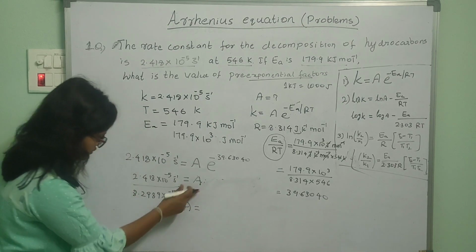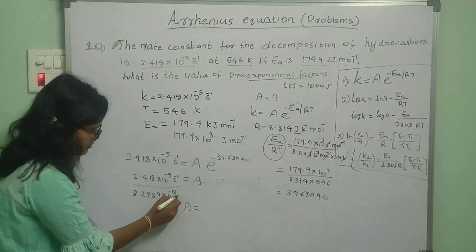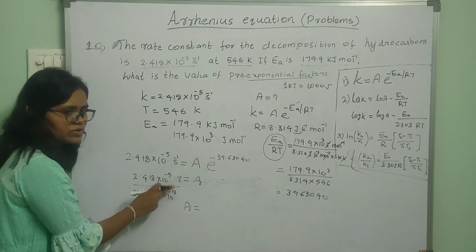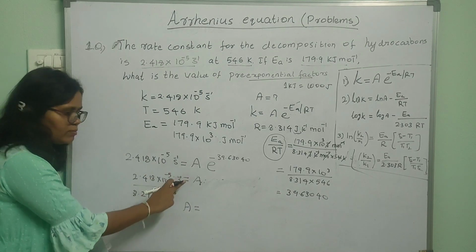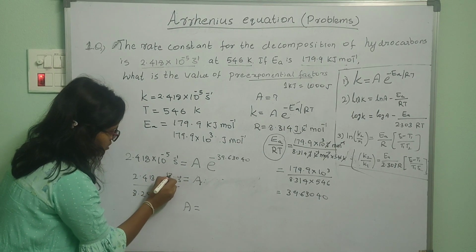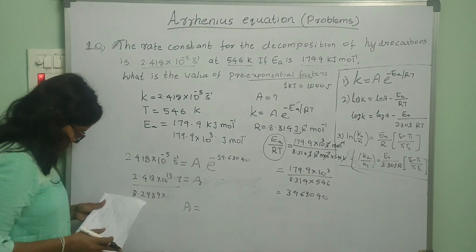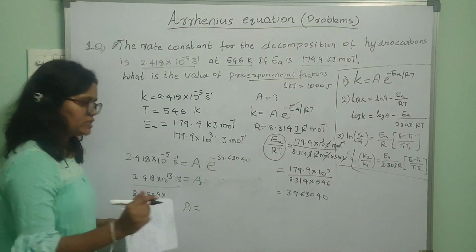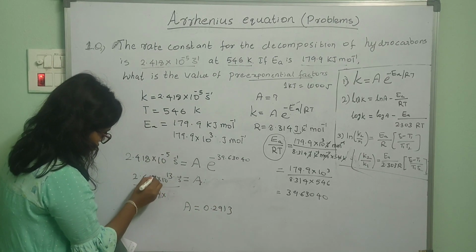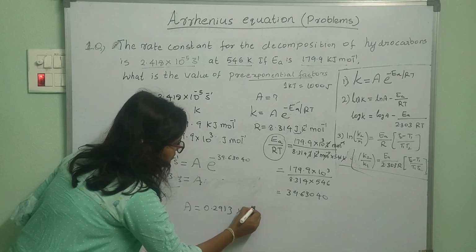So after solving this, you can see here that 10 power minus 5 and 10 power minus 18 you have. This is second inverse. So when this 10 power minus 18 goes to the numerator, it becomes 10 power minus 5 plus 18. That would be 10 power plus 13. Okay. So when you solve 2.418 by 8.2989, you will get 0.2913. So this would be 0.2913 into 10 power 13.